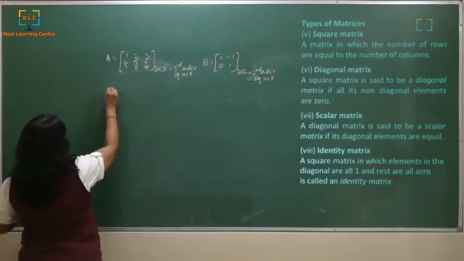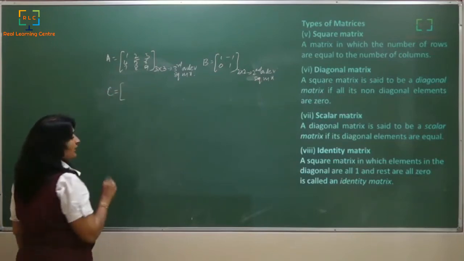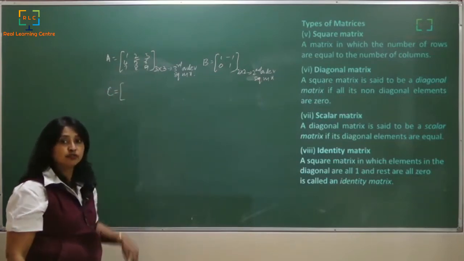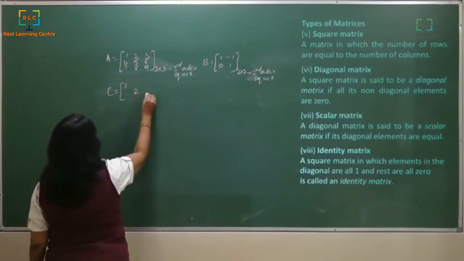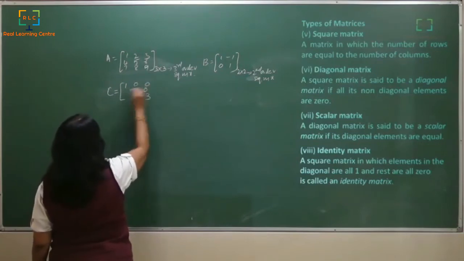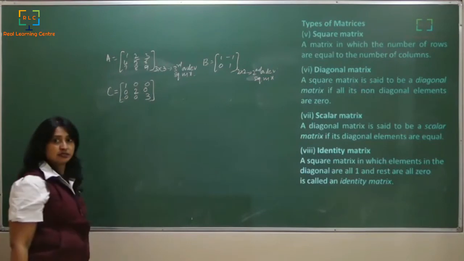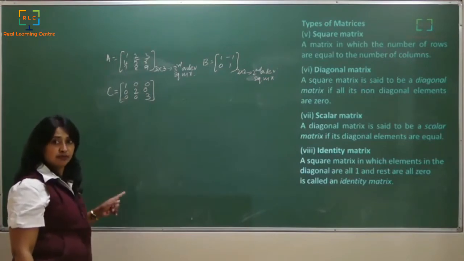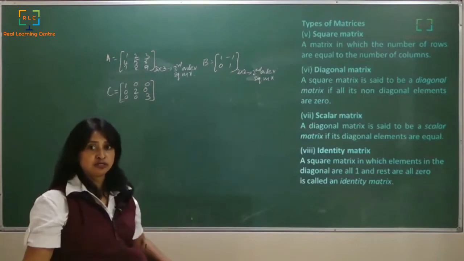So I shall go to the next one. C is equal to a diagonal matrix. I'll write the example first and then we'll go to the definition. See, in a diagonal matrix, the diagonal will have non-zero elements and all the rest will be equal to 0. This is called a diagonal matrix, and it is always available only for a square matrix.